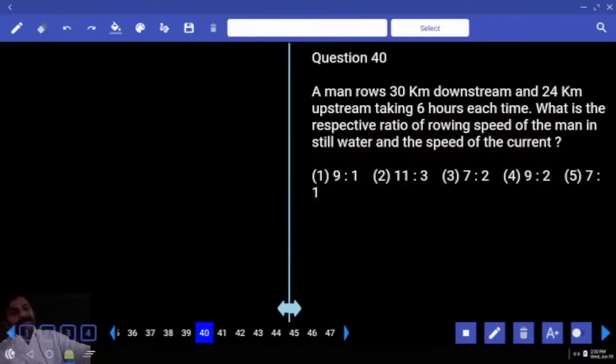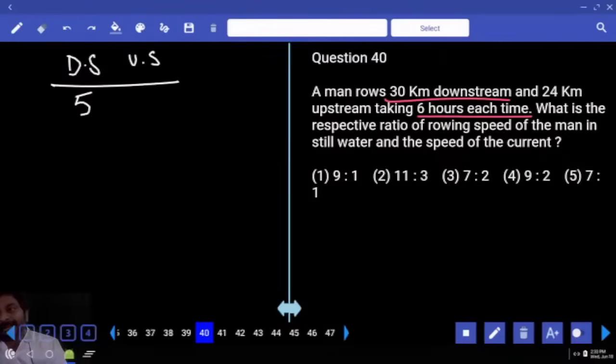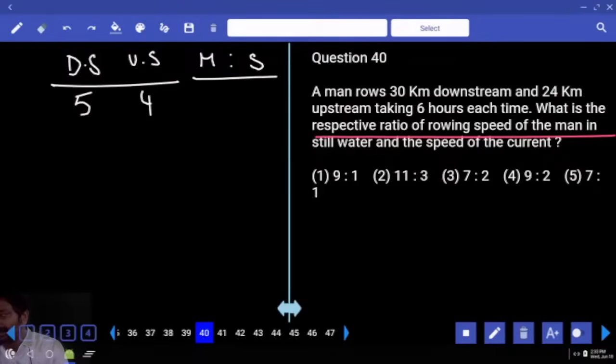A man rows 30 kilometers downstream, 24 kilometers upstream, taking 6 hours each time. So downstream 30 kilometers covered in 6 hours, then downstream speed 5. In upstream 24 kilometers covered in 6 hours, then per hour 4. What is the respective ratio of rowing speed of the man in still water and speed of the current? M is to S.